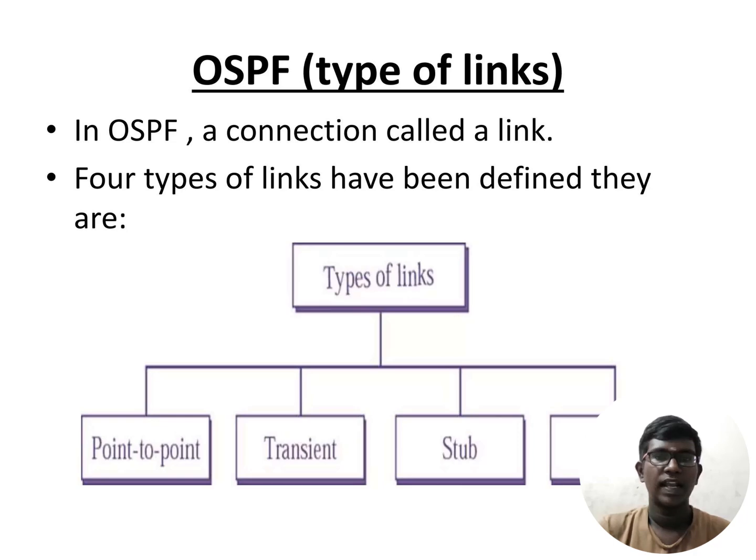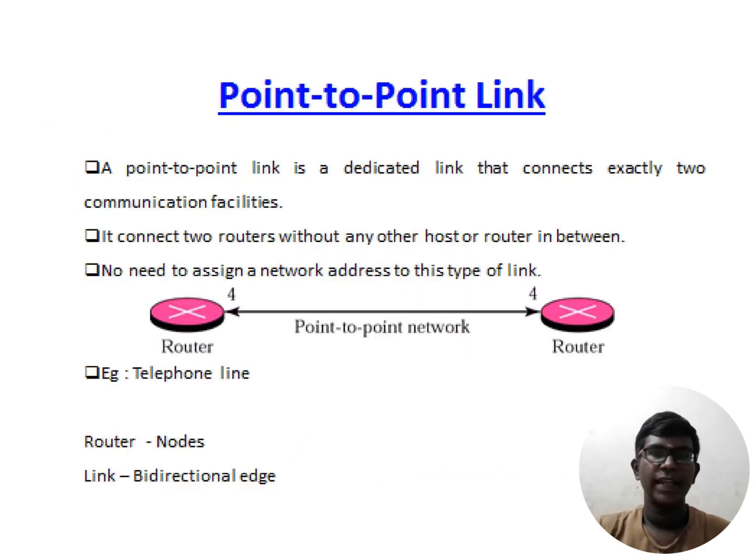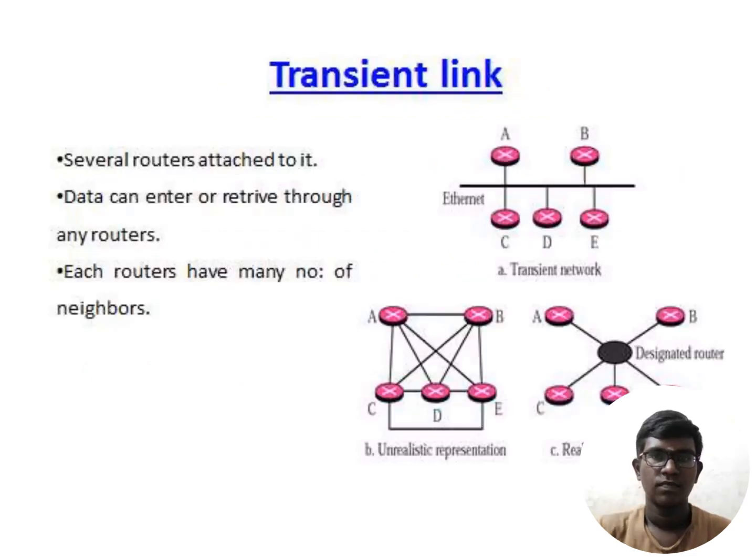OSPF types of links. In OSPF, a connection is called a link. Four types of links have been defined. They are point-to-point link, transient link, stub link, and virtual link. Point-to-point link. A point-to-point link is a dedicated link that connects exactly two different communication facilities. It connects two routers without any other host or router in between. There is no need to assign a network address to this type of link. An example of this type of link is a telephone line.